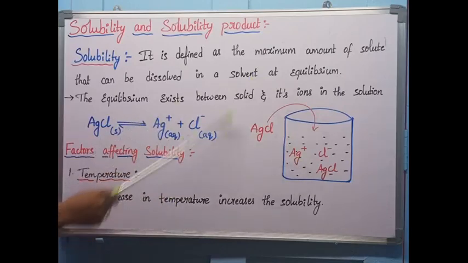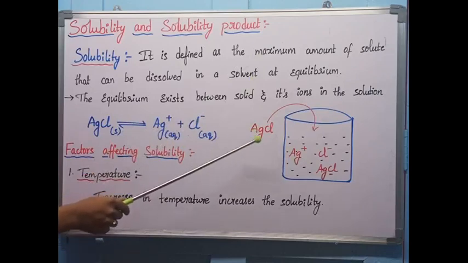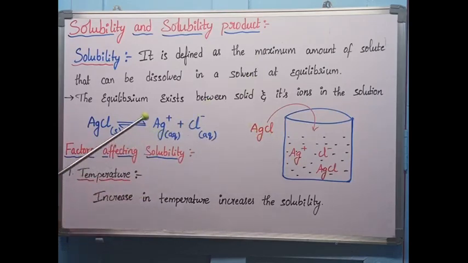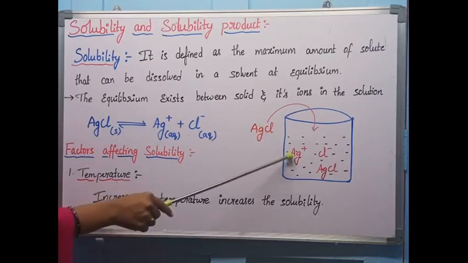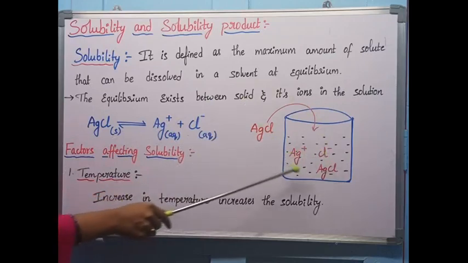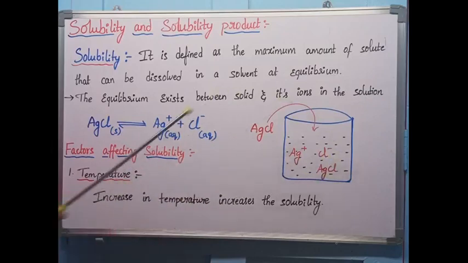Okay, so if I add the maximum amount also, it will not dissolve. It will dissolve up to some level. That level is called the saturation level. At this saturation level, there exists an equilibrium between the Ag plus and Cl minus ions and undissociated AgCl molecules. So the equilibrium exists between AgCl, Ag plus and Cl minus ions. At this equilibrium, we are defining the solubility.